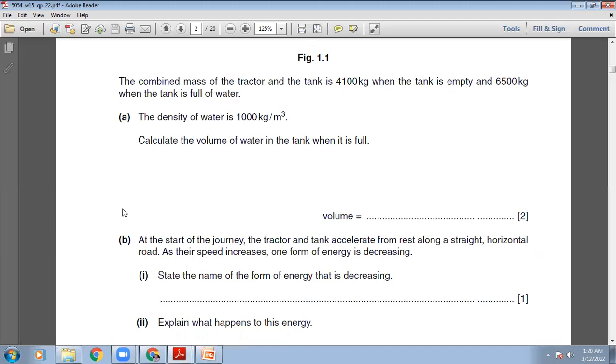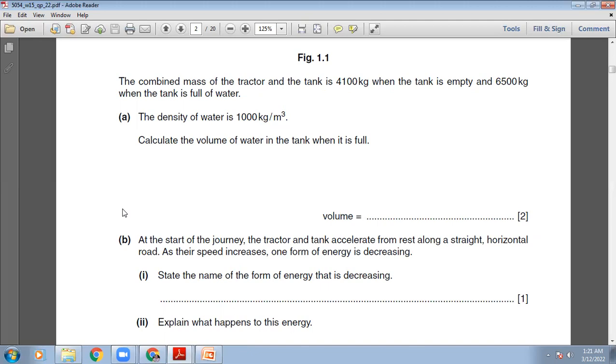The combined mass of the tractor and the tank is 4,100 kg when the tank is empty, and 6,500 kg when the tank is full of water. So when the tank is empty, the total mass is 4,100 kg, and when it is full of water, the mass is 6,500 kg. The density of the water is 1,000 kg per meter cube. Calculate the volume of the water in the tank when it is full.